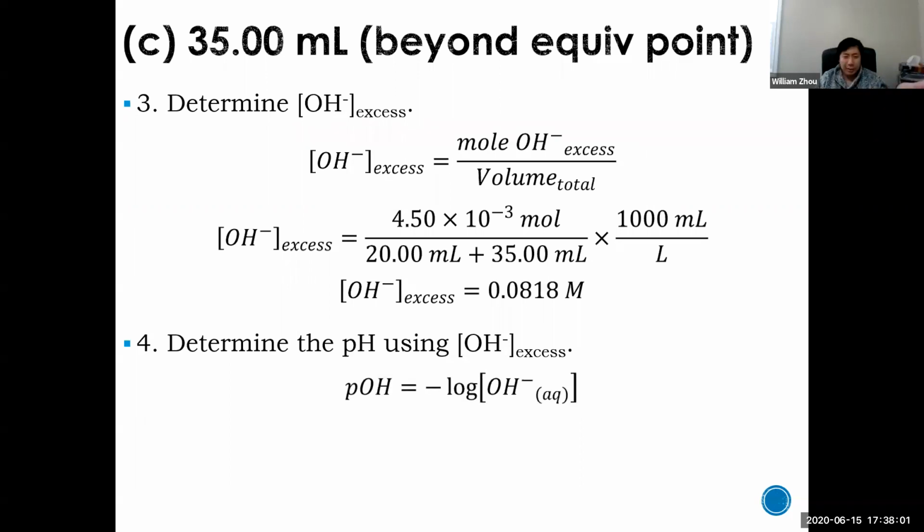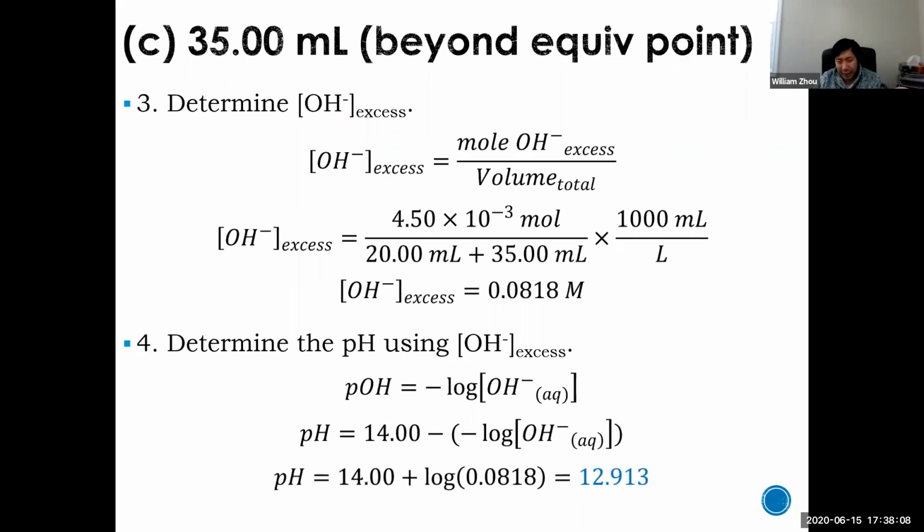Negative log, 14 minus the pOH. You sub in the number, you should get 12.913. 3 sig figs, 3 decimals. Okay? If you just look at this number, it's almost 13. That's quite high for pH. Of course, it makes sense because you added way too much hydroxide. So basically, you have a strong base solution now. The pH is going to be high.